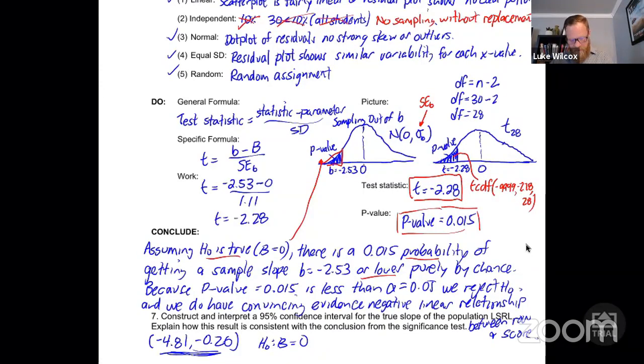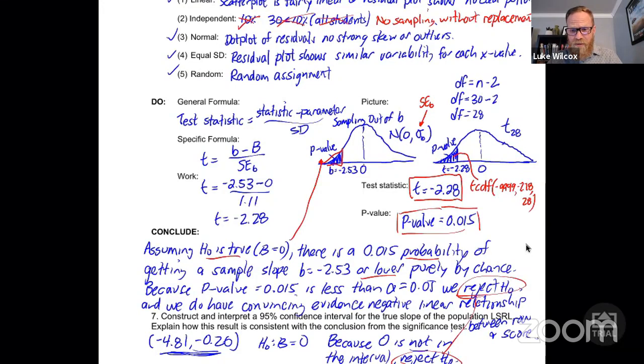So the decision we would make, because that 0 is not contained within the interval, and I'm going to write this down, because 0 is not in the interval, that means we don't think 0 is a plausible value, and we would reject the null hypothesis here, right? Because the null hypothesis says that beta is equal to 0. And sure enough, reject the null hypothesis is precisely what we said when we did the significance test.